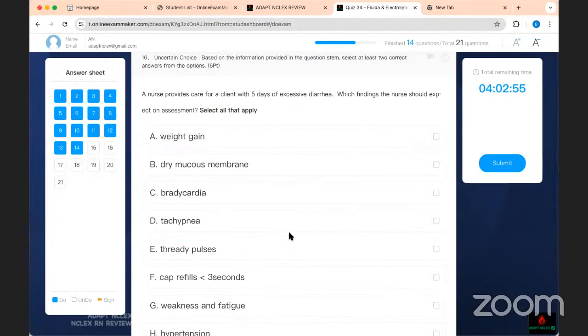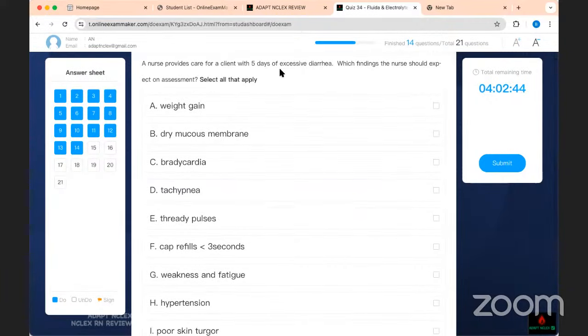And let's provide care for a client with 5 days of excessive diarrhea. Excessive diarrhea, which finding should the nurse expect on the assessment? So if I've been having diarrhea for 5 days, excessive, what do you think will happen to me? How would I look? Then use that information to answer the question. So excessive diarrhea, what will happen?